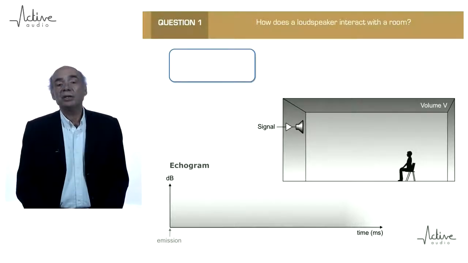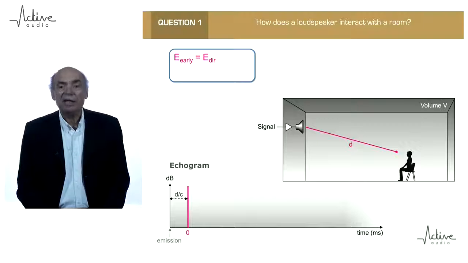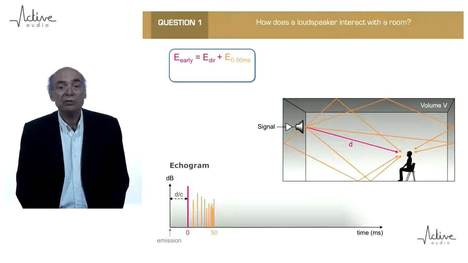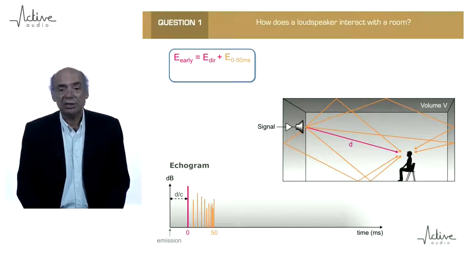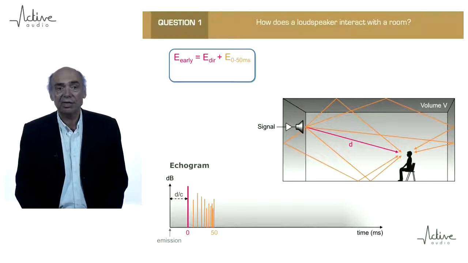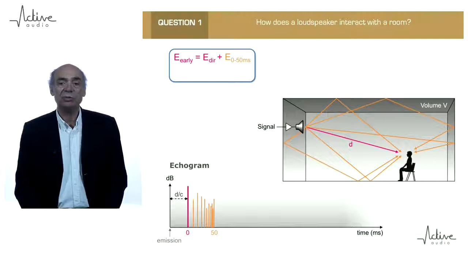At some given time, the loudspeaker plays an impulse, and after a time, depending on the distance, the direct sound reaches the listener. Direct sound does not depend on the room. It has a given energy, E direct, and then after the direct sound, a sequence of echoes arrives at the listener: first order, second order, third order reflection. It is usual to consider the energy of these echoes reaching the listener within 50 milliseconds after the direct sound. The sum of this energy with the direct sound energy is called the early energy. It contributes positively to the speech intelligibility.